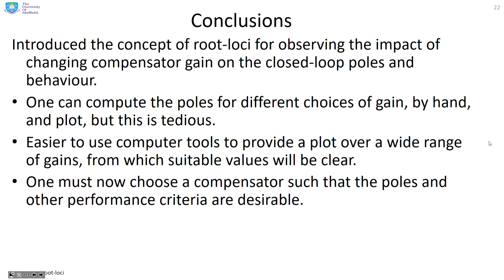So some conclusions. We've introduced the concept of root-loci for observing the impact of changing compensator gain on the closed-loop poles and behaviour. You can compute the poles for different choices of gain by hand and plot them, but this is tedious, so you only want to do that enough to gain understanding. Once you understand, it's easier to use computer tools to provide a plot over a wide range of gains, and from that plot, you can now choose suitable values. But obviously, to do that, you have to be clear on performance criteria.